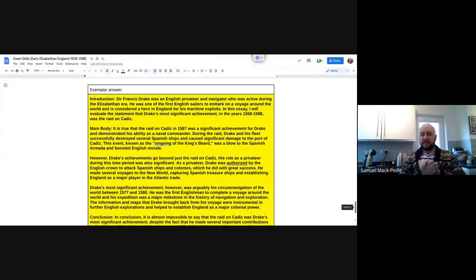Sir Francis Drake was an English privateer and navigator who was active during the Elizabethan era. He was one of the first English sailors to embark on a voyage around the world and is considered a hero in England for his maritime exploits.